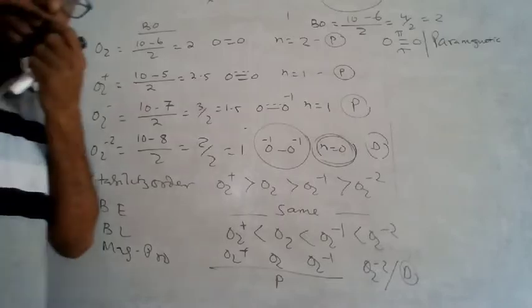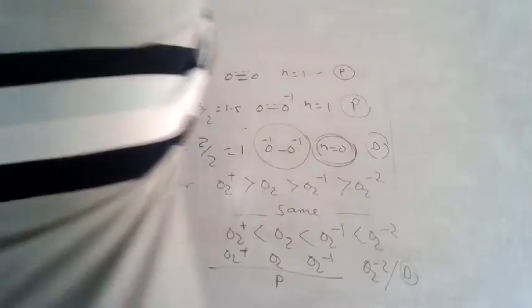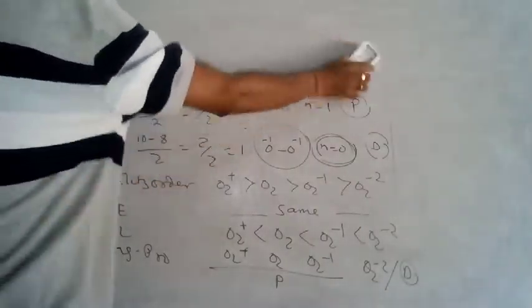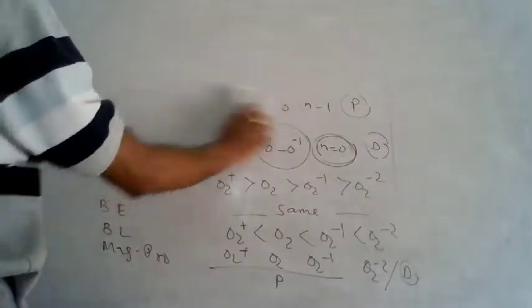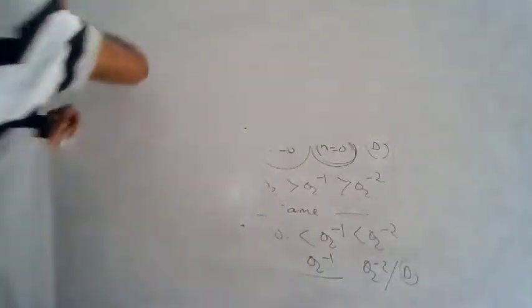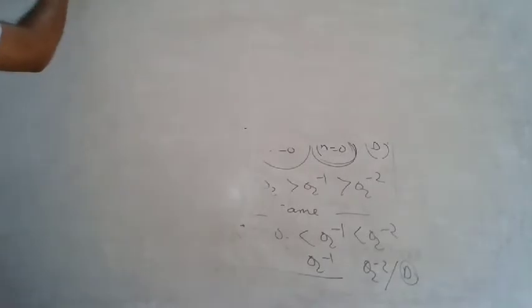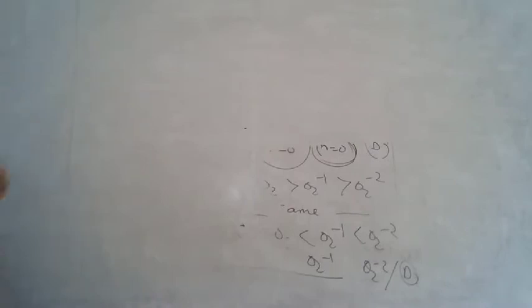That is the superoxide ion. And for O2 minus 2, it will be 10 minus 8 by 2, that is equal to 2 by 2, that is equal to 1. So that is an oxygen single bond for O2 minus 2. This is the peroxide structure.